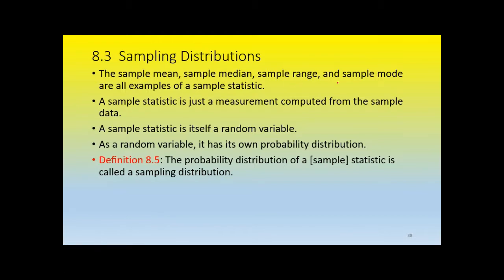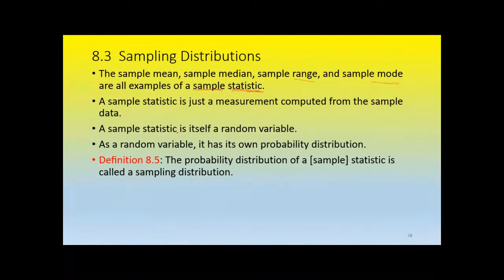Mean, median, range, mode are examples of statistics. They are called sample statistics. So a sample statistic is just a measurement computed from sample data. If you have 5 elements, you can add them and divide by 5, you'll get the average. You can write them in ascending order and find the middle value, the median. Range is the difference between maximum and minimum. Mode is the value of the data that occurs most frequently.